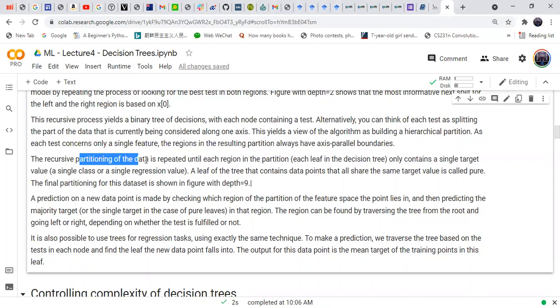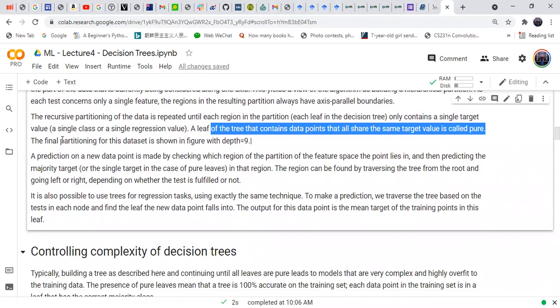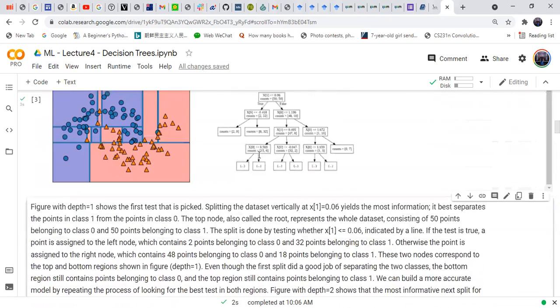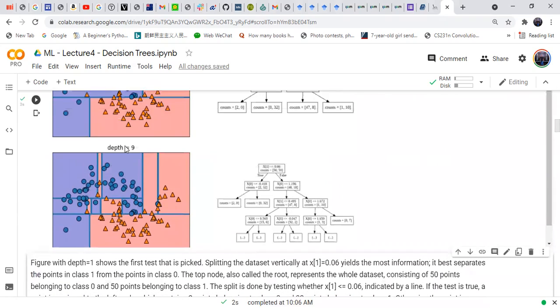The recursive partitioning of data is repeated until each region in the partition only contains a single target value, either all points belonging to class 0 or all points belonging to class 1. A leaf of the tree that contains data points that all share the same target value is called pure. The final partitioning of the dataset is shown in the figure at depth level 9.